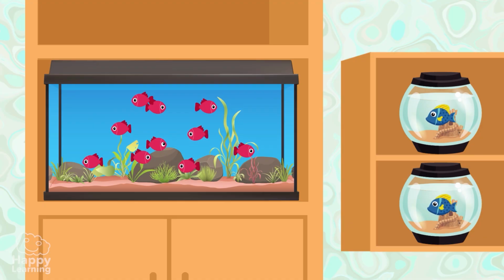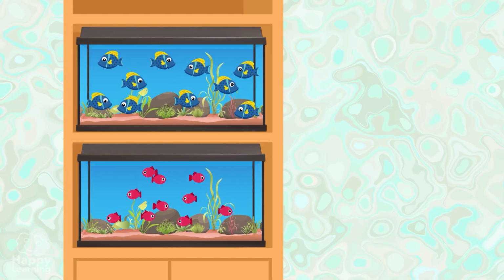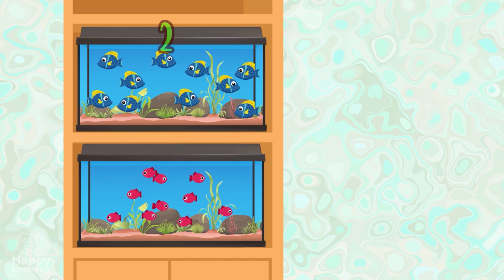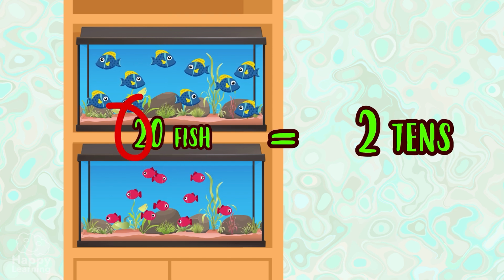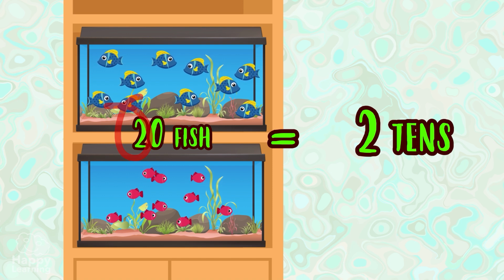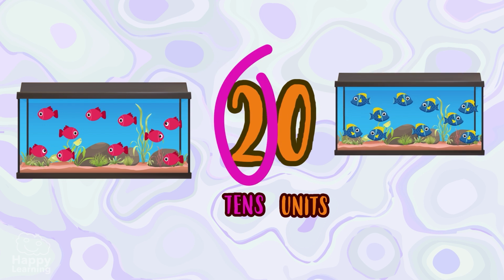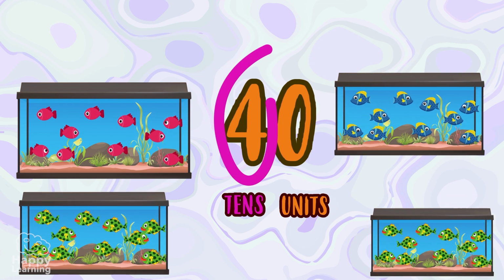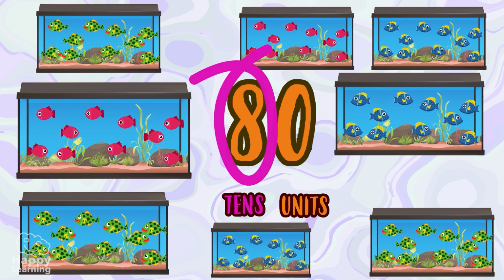Now, imagine that the number of fish is increasing, and now you fill 2 fish tanks, and each tank has 10 fish. We would have 2 lots of 10. The tens start from 10 and go up in tens. 10, 20, 30, 40, and so on up to the number 90.